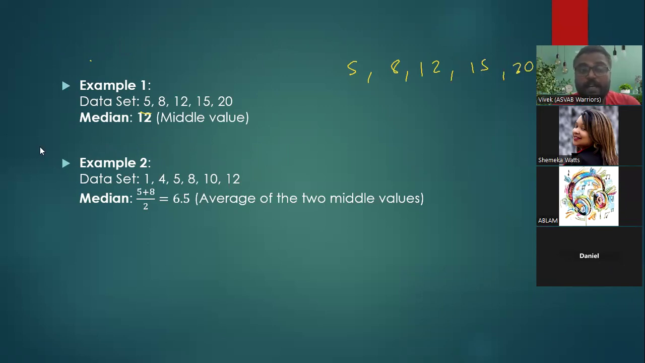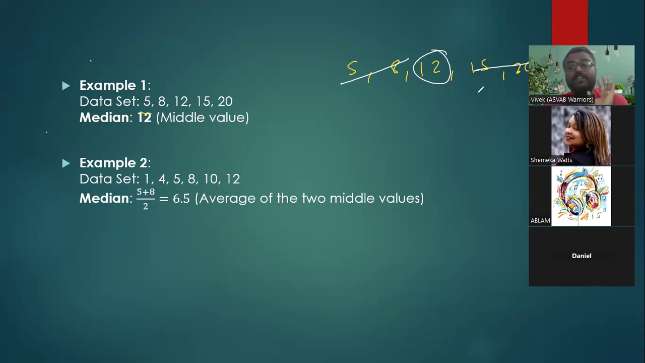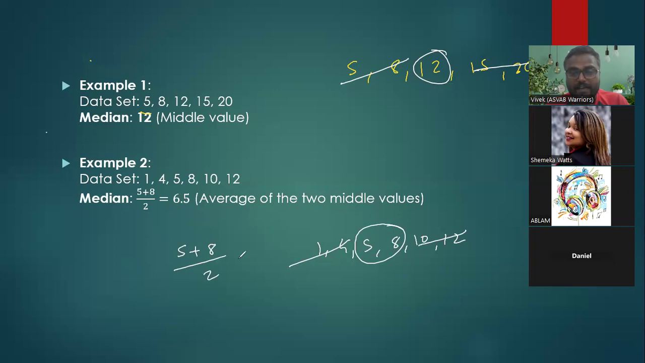So we need to find the median, meaning the middle value. So let's cancel the 2 from the right and the left. What is left? 12. This was easy because there was an odd number of dataset values. Now let's say, what do we do when there are an even number of dataset values? So here we have 1, 4, 5, 8, 10, 12. So here let's cancel the 2, 2. We have these two values which are in the middle. So what will I do? I'll just add these 2 and divide by 2.